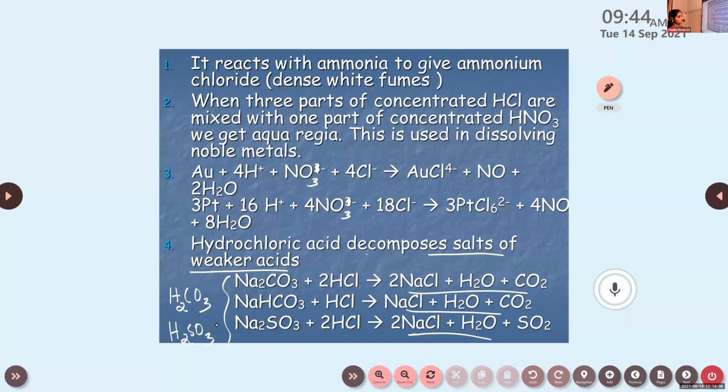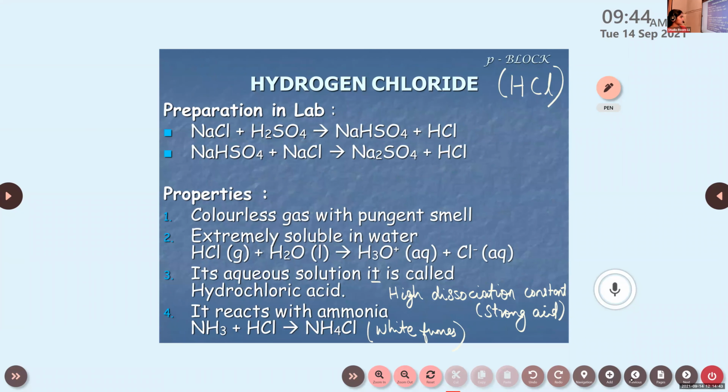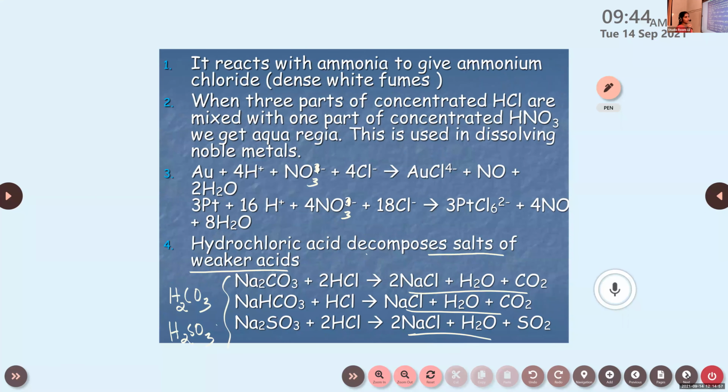So these are the properties of hydrochloric acid. It is a colorless gas with a pungent smell, extremely soluble in water, and hydrochloric acid is formed when this gas is dissolved in water. Then it reacts with ammonia, and white fumes of ammonium chloride are produced. Next, aqua regia is a mixture of concentrated HCl and concentrated HNO3 in the ratio 3:1, and it dissolves noble metals. Then the next property: hydrochloric acid decomposes salts of weaker acids. Is this clear?